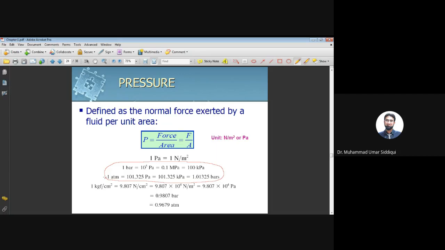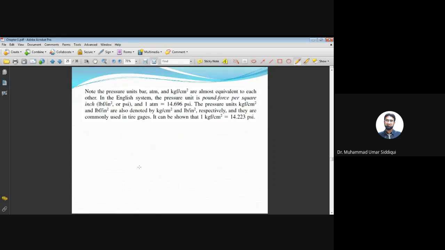Is this clear or not? Yes, sir, it's clear. Okay, these two lines, please, I will request you to memorize these two lines. Just these two. The bottom one is not important for us: kgf per centimeter square, Newton per centimeter square. This conversion is not important. The important conversion I have already highlighted to you, two lines. There is a specific paragraph related to this pressure. You can go through it yourself.